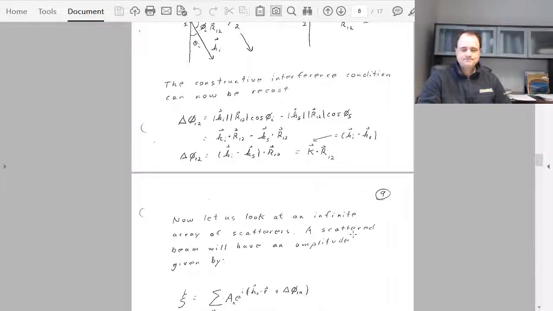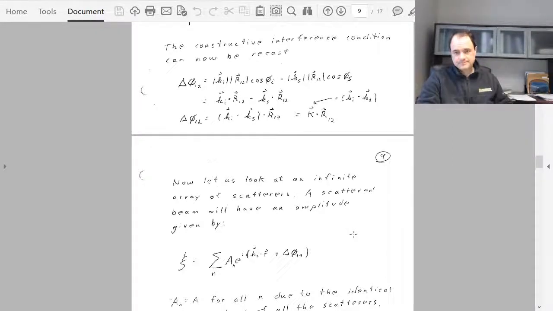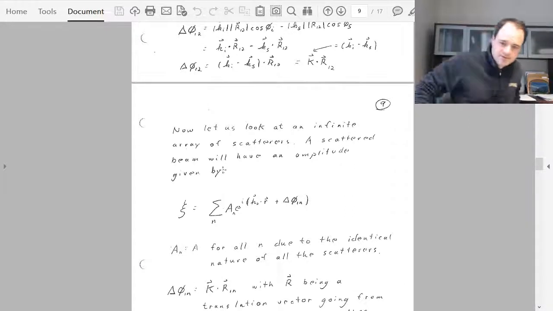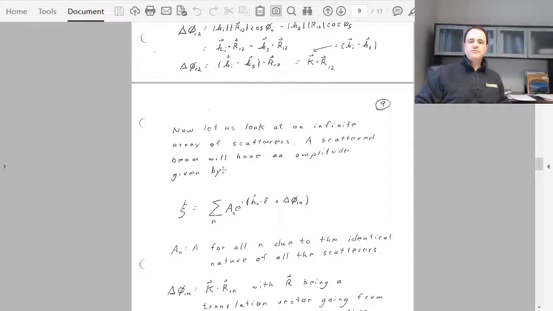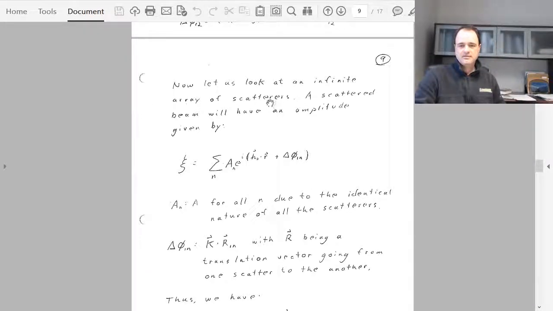All right. So we've recast it in terms of dot products of two vectors. We recast the phase difference. Now what this does, this allows us to nicely go up to an infinite array of scatters. So, like we said before, a scattered beam will have an amplitude given simply by the linear sum of the amplitudes of all the scattered waves.